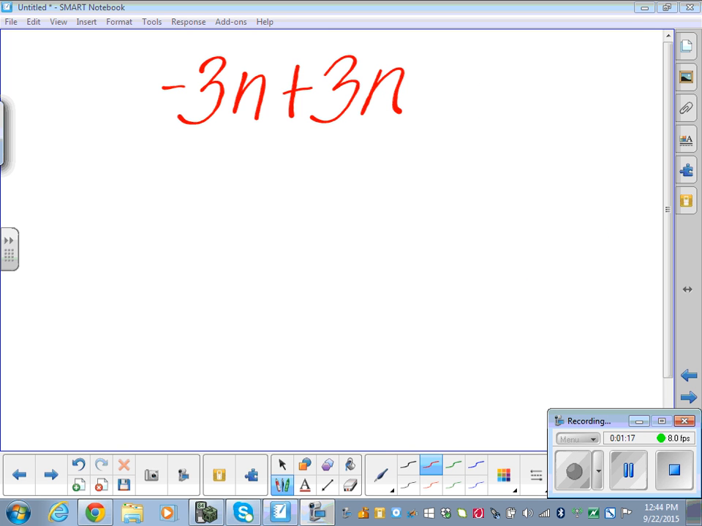All right, looking at something like this, we have negative 3n's plus 3n's, and we know that if you combine like terms, that's going to be 0n's, which is just equal to 0.